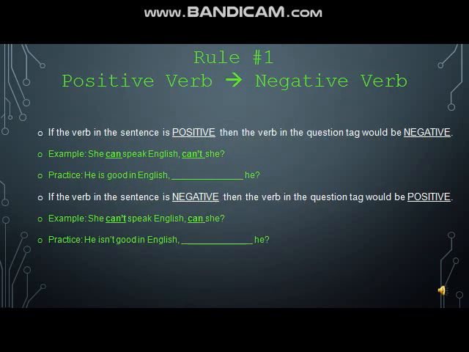So rule number one. It's so easy. When we have a positive verb, it changes to a negative one. Look at the examples given here. If the verb in the sentence is positive, then the verb in the question tag would be negative. And if the verb in the sentence is negative, then the verb in the question tag would be positive. Look at the example.